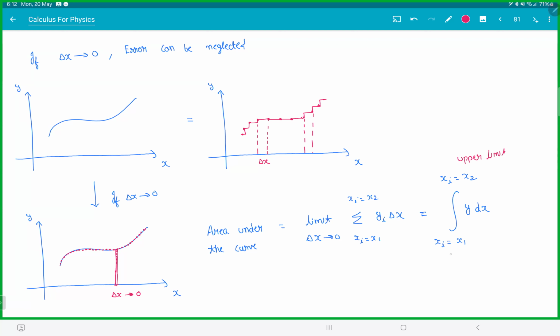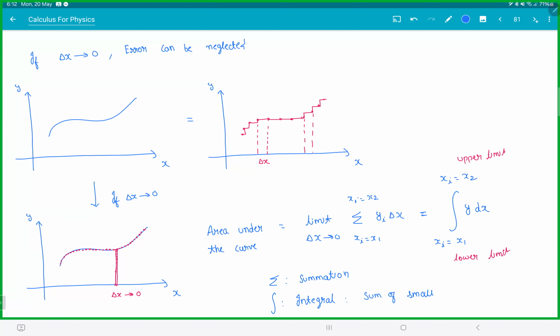Just understand, don't worry too much about the mathematical implication of this. The main idea here is that you're taking such a small element, you can make it a rectangle. So basically, the symbol sigma is summation. Integral also means the same thing. This symbol is integral. What it means is summation over very small terms. That is the only difference.